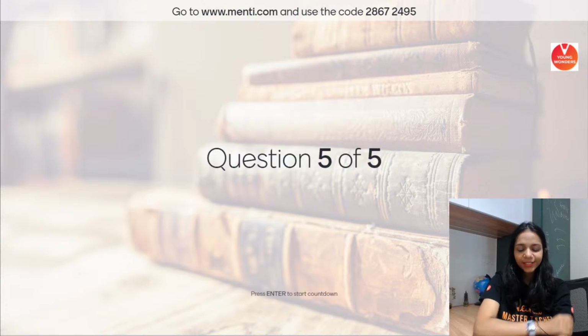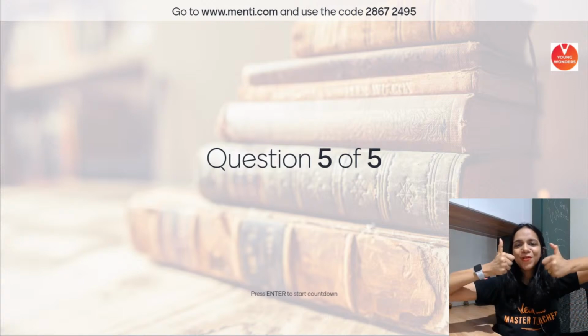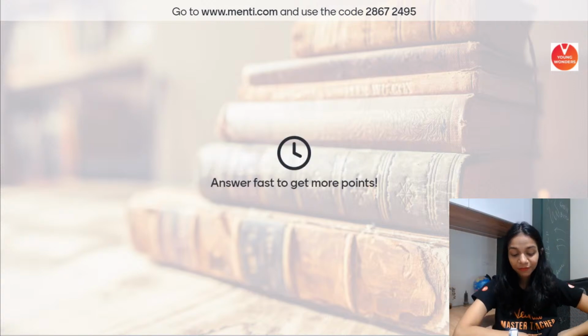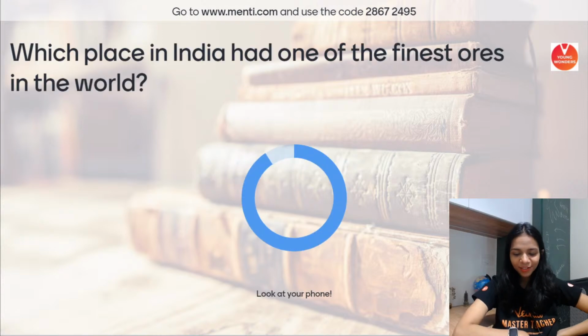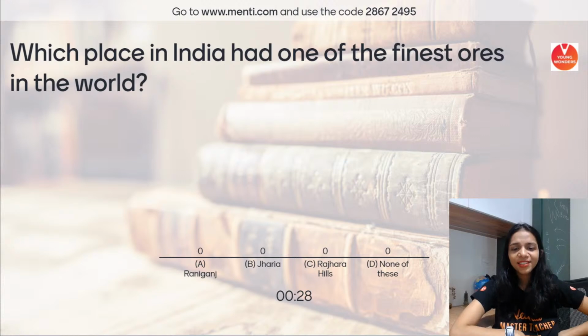Alright, final question of the day. I hope all of you are ready. Quickly, put your fingers on top of the options. Which place in India has the finest ores in the world? Raniganj, Jharia, Rajara Hills or none of these?